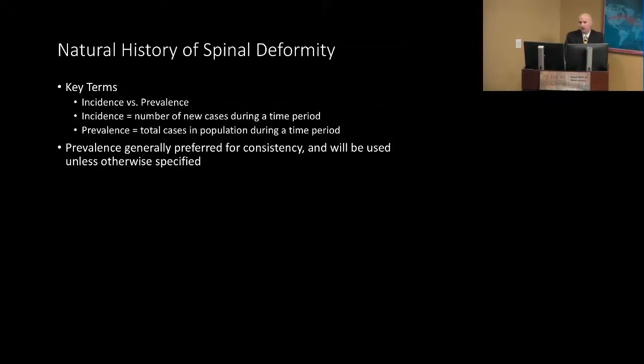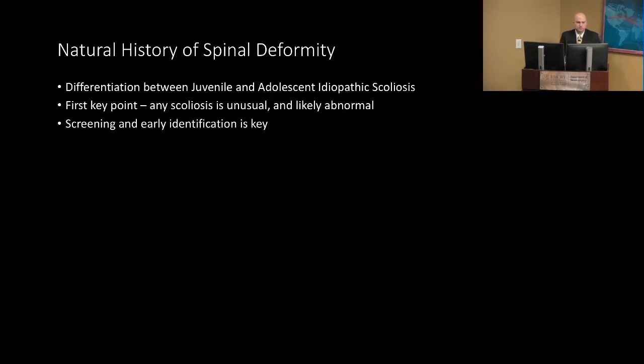This is a primer. I'm going to go through some of the early natural history studies, and most of these studies refer to prevalence, so not necessarily new cases, but total cases in the population. And I think that's just an important thing to keep in mind. So the first consideration will be the differentiation between juvenile and adolescent idiopathic scoliosis. And I think the first takeaway is that any scoliosis in a child is abnormal. It's unusual and it needs to be worked up.